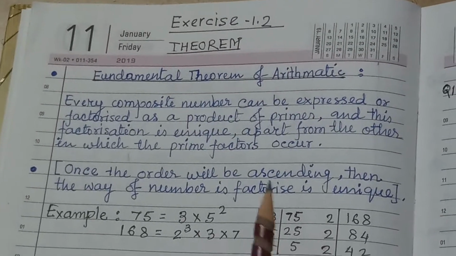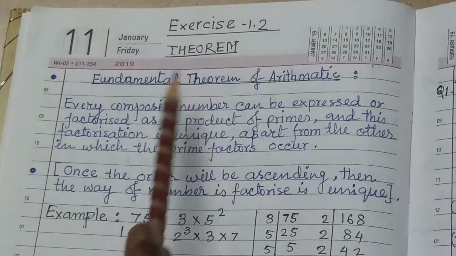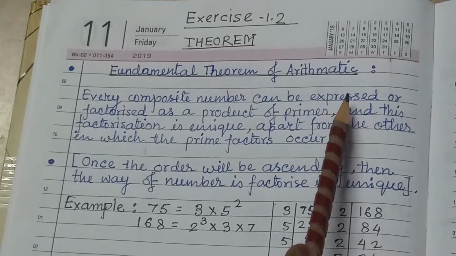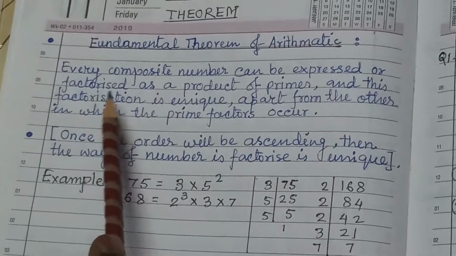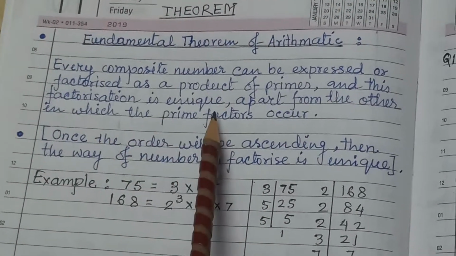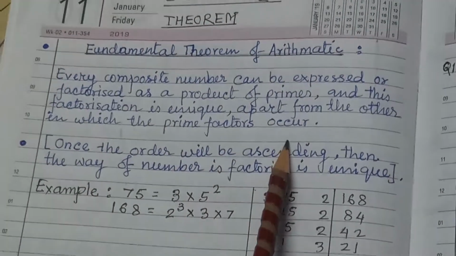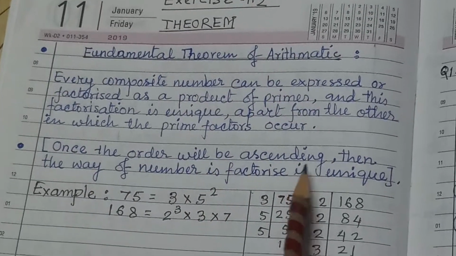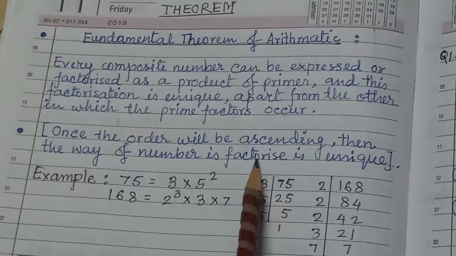Today I am going to explain the second exercise of Real Numbers. That is theorem based actually. The first theorem is the fundamental theorem of arithmetic. Every composite number can be expressed or factorized as a product of primes, and this factorization is unique, apart from the order in which the prime factors occur. Once the order is ascending, then the way the number is factorized is unique. You have to keep that in your mind.